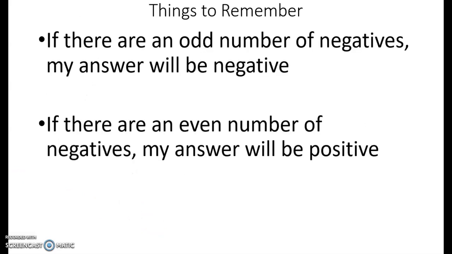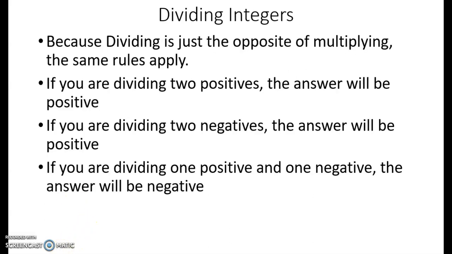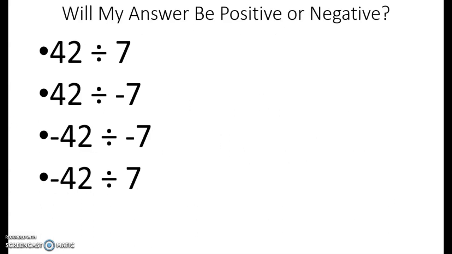Some things to remember. If there is an odd number of negatives, the answer is negative. If there is an even number of negatives, the answer is positive. Because dividing is the opposite of multiplying, the same rules apply. If you divide 2 positives, the answer is positive. If you have 2 negatives, the answer is positive. But if you have 1 positive and 1 negative, the answer is negative. So go ahead and try these ones on your paper, and then the sub will pause it, and then compare answers.